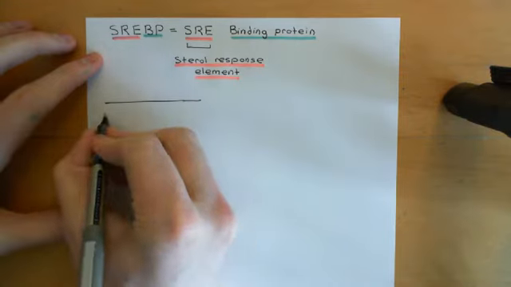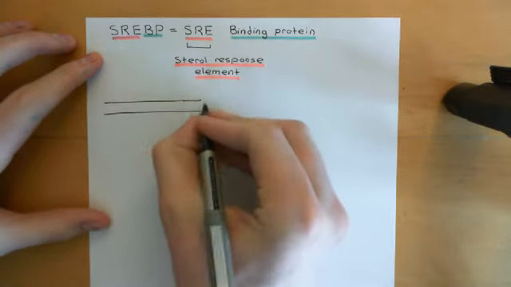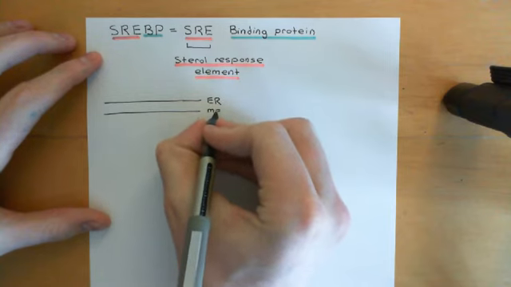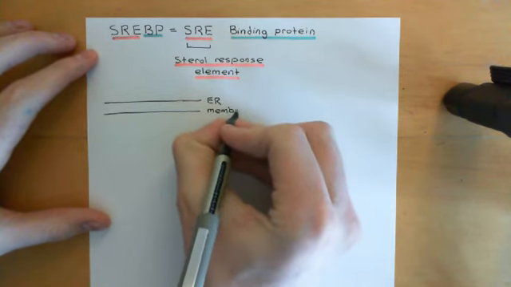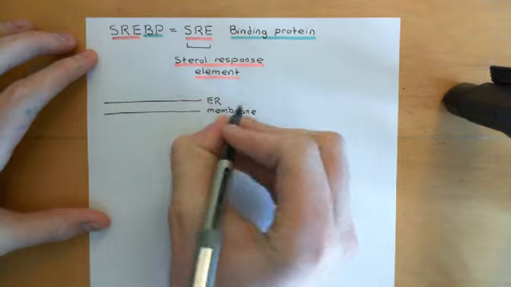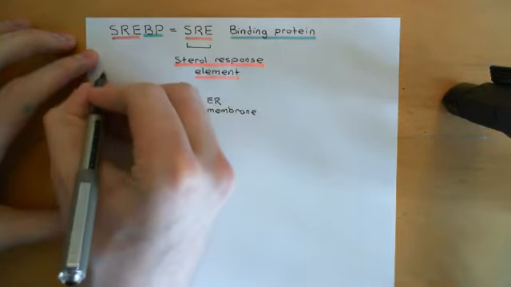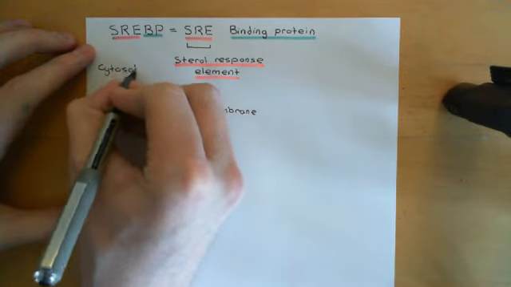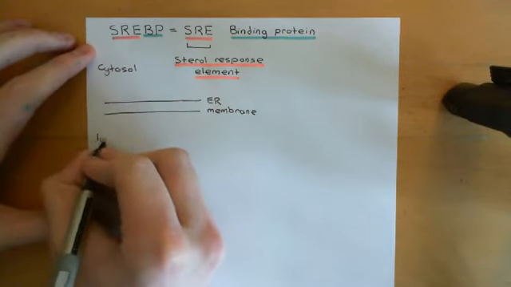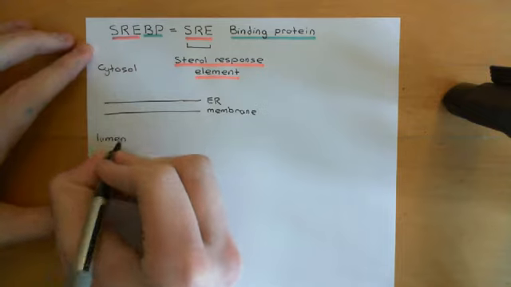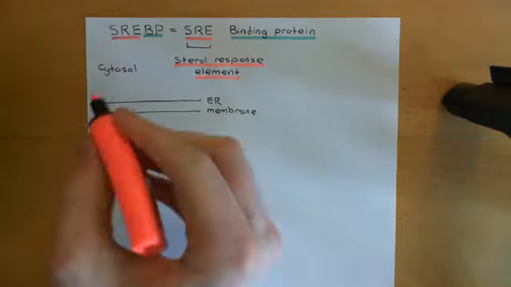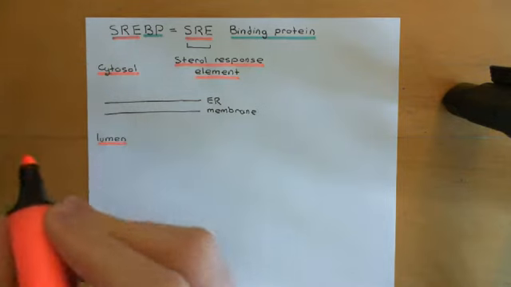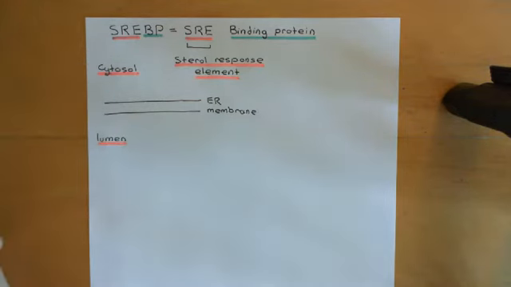So I'll once again draw out the ER membrane here. So this is the endoplasmic reticulum membrane here. And once again we'll let the portion above this membrane represent the cytoplasmic side. So this is the cytosol. And the portion below will represent the luminal side. Now what I want to do is show you the structure of the SREBP proteins sitting in the ER membrane.